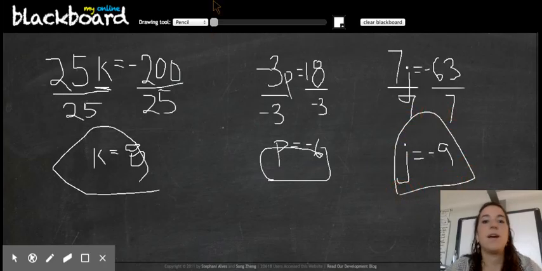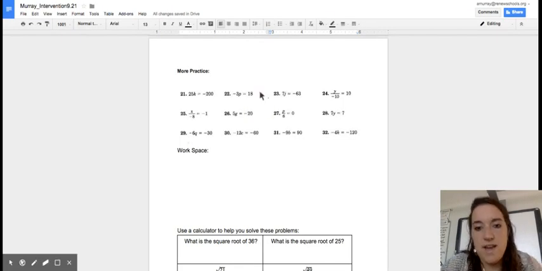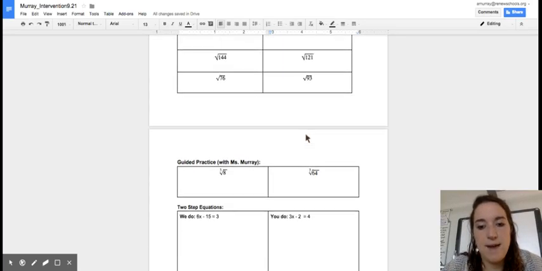I know you guys can solve these on your own, so go ahead and try the other problems on this page, and then you have some square root practice at the bottom.